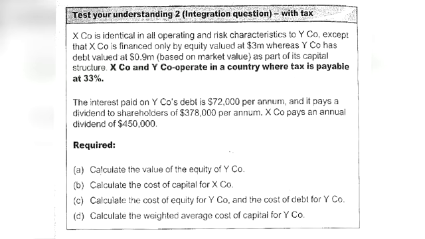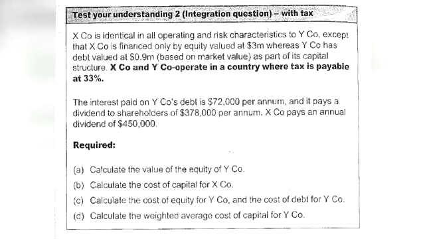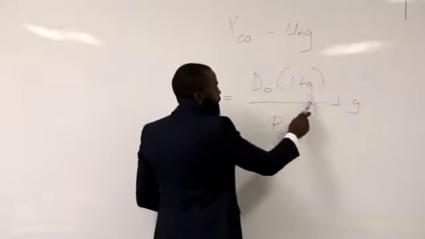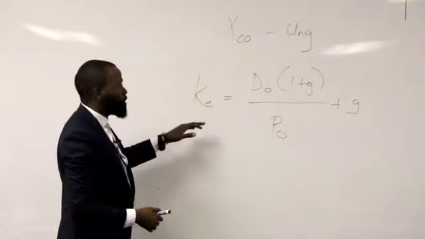Now we're looking at part B of the question, which says calculate the cost of capital of X company. Now, X company, remember, is an ungeared company, which means it's all equity finance. Calculating our cost of equity from our previous syllabus, we know that according to the dividend valuation model, the cost of equity is D0, which is the dividend today, then we factor in the growth rate, 1 plus g, divided by the market value plus g. This gives us the cost of equity.